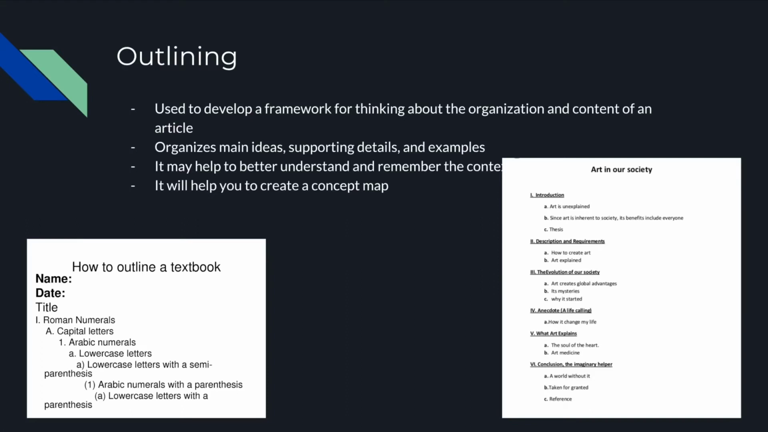The main idea is what the whole article is about. The supporting details help add information about the main idea and what the author wants you to know or learn more about.